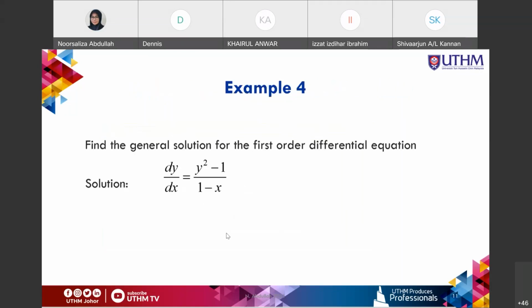So let's see the first example. Find the general solution for the first order differential equation. So you have here, this is the ODE: dy over dx equals to y squared minus 1 divided by 1 minus x. So for this one you have to separate the variables. How do we separate the variables?